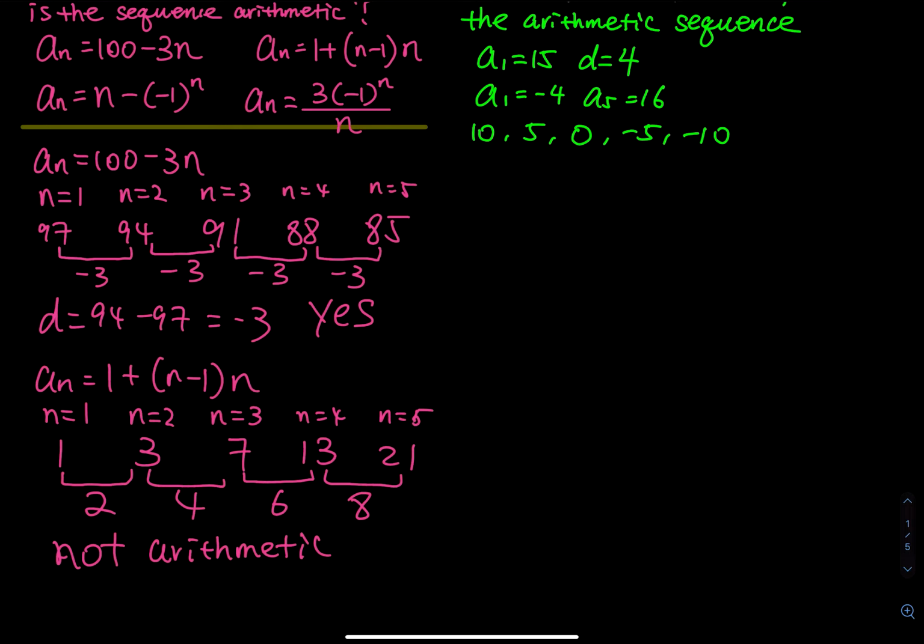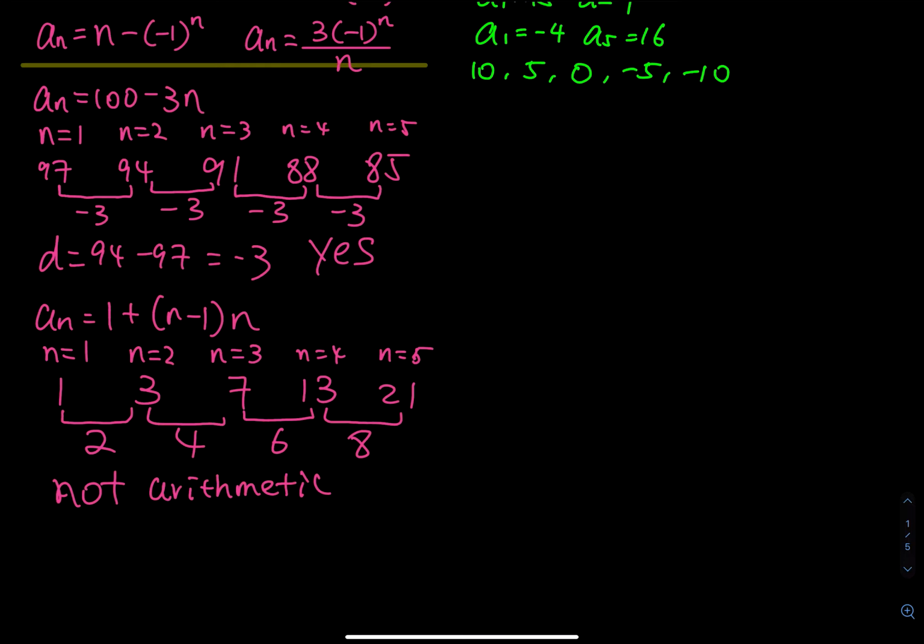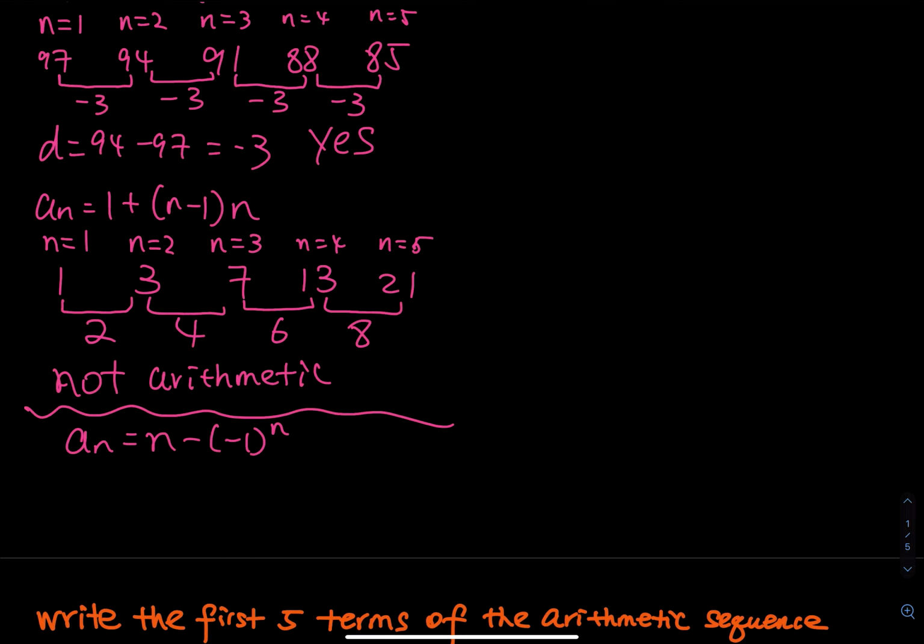How about the next one? The next one is, I will write down the problems for you. Don't worry about that. So a_n equals to what? n minus negative 1 to the n. All right. So when n is equal to 1, we have to save some space for the next problem. When n is equal to 1, we have 1 minus negative 1, which is a 2.